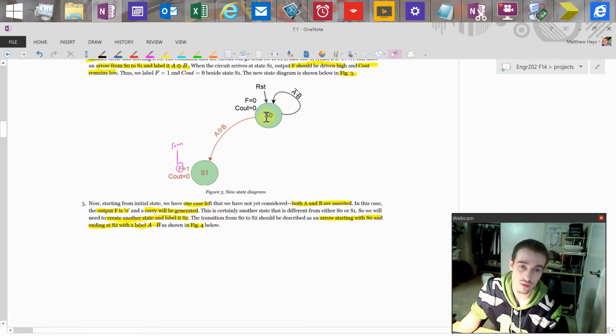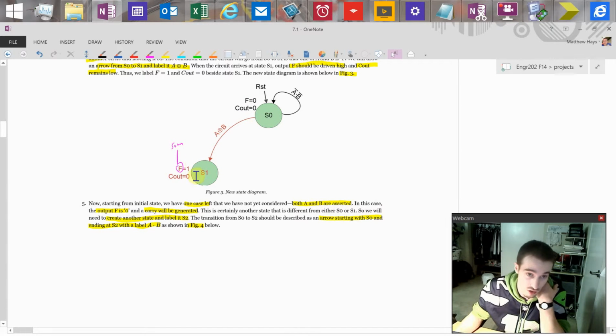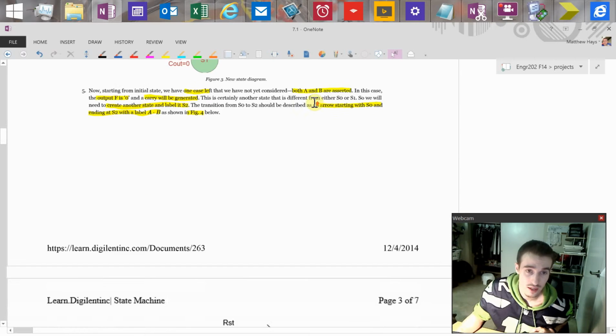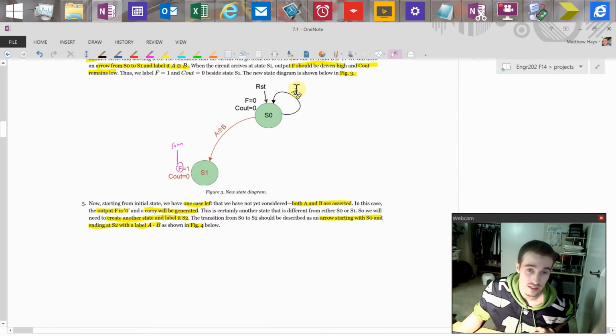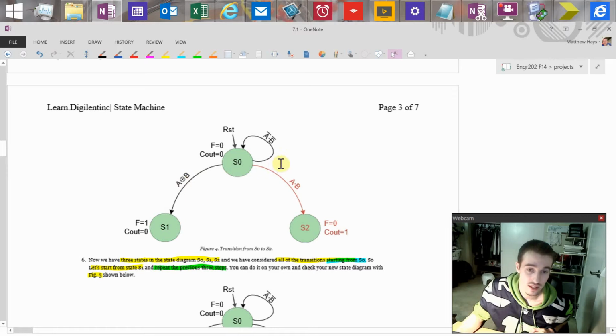If A or B were 1, you'd have a sum of 1 and a carry out of 0, which is a different state because these aren't the same numbers. So you draw a new state and you draw the transition with A XOR B, showing that those are the inputs that would cause you to change to a different state. Basically you go through each and every case of your inputs, and then you draw the transitions.